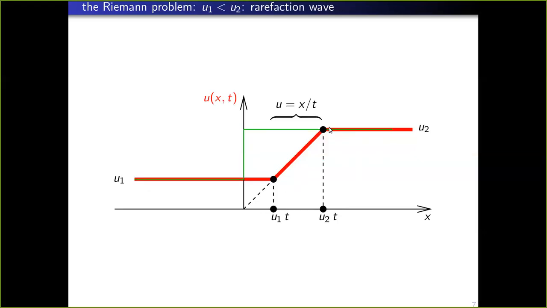And this type of wave here is called a rarefaction wave. Actually, it's more an increase in u, but still, that's the term which is commonly accepted. Okay.